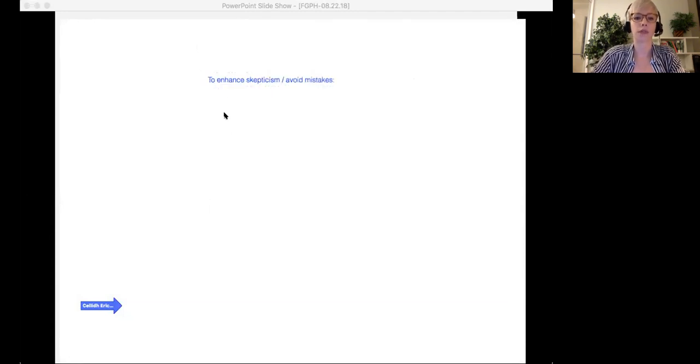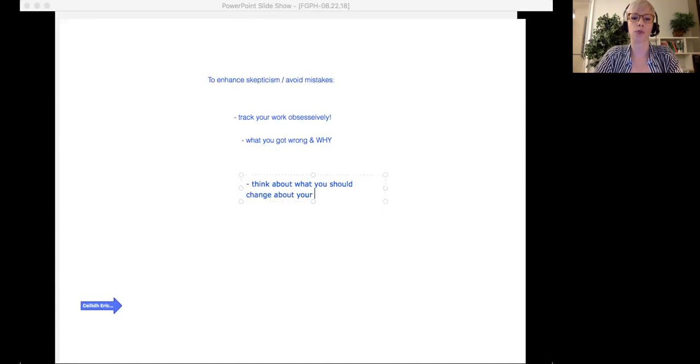You track your work. Track your work obsessively. You want to keep, maybe in a spreadsheet, maybe just in a list somewhere, everything you got wrong and why you got it wrong. And then think about what you should change about your process.